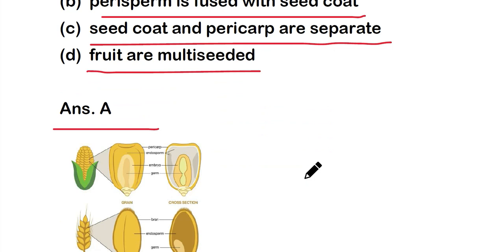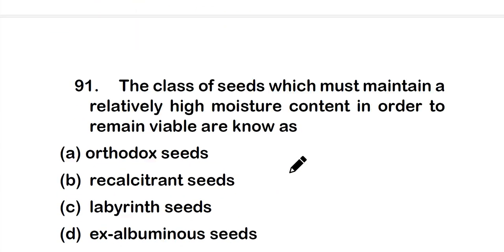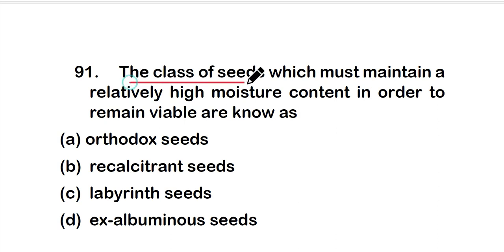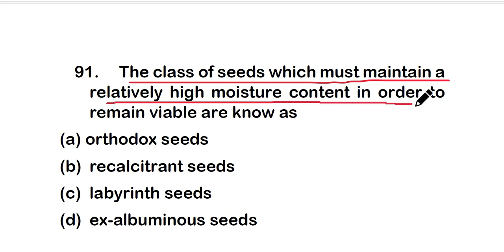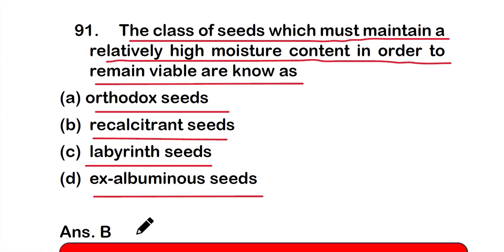Okay. So let's move on to question number 91. The class of seeds which must maintain a relatively high moisture content in order to remain viable are known as: option A, orthodox seeds; option B, recalcitrant seeds; option C, intermediate seeds; or option D, exalbuminous seeds. And the right one is option B, recalcitrant seeds.